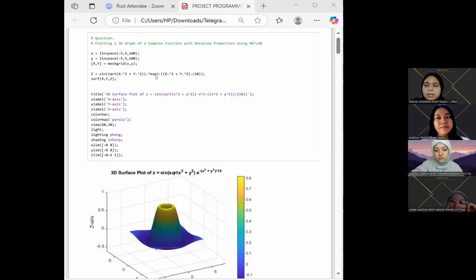This type of function is often used in physics to model wave motion with damping, such as in vibrating membranes or heat diffusion problems.